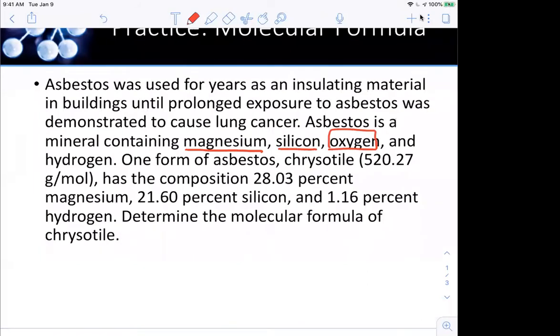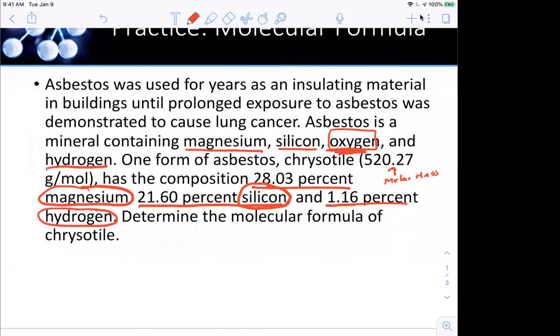oxygen, and hydrogen. One form of asbestos, which is called chrysotile, has a molar mass of 520.27 grams per mole and has the percent composition 28.03% magnesium, 21.60% silicon, and 1.16% hydrogen. If you noticed, they only gave me percentages for 3 elements.